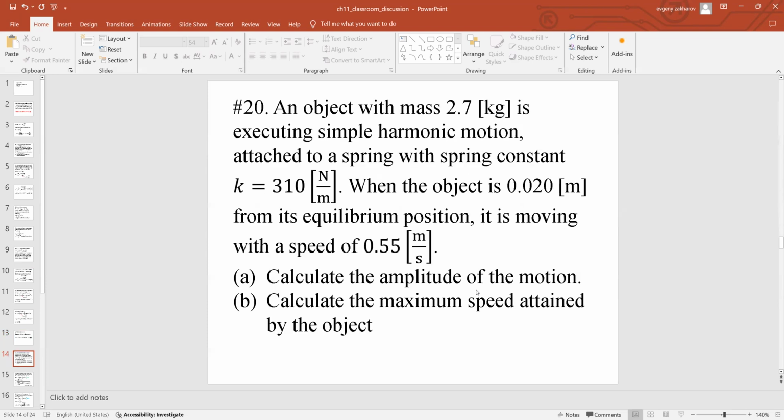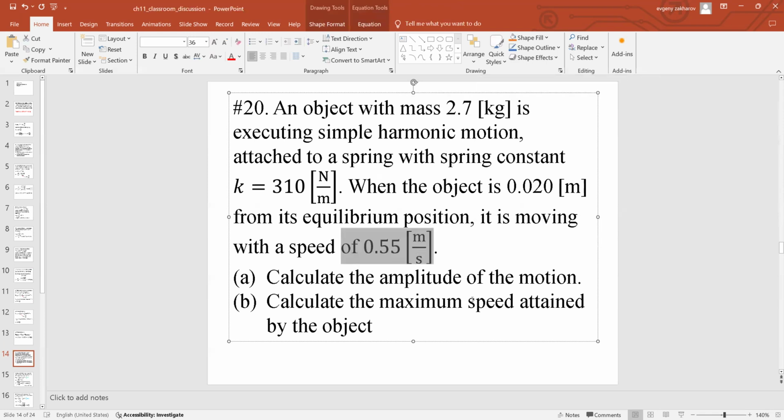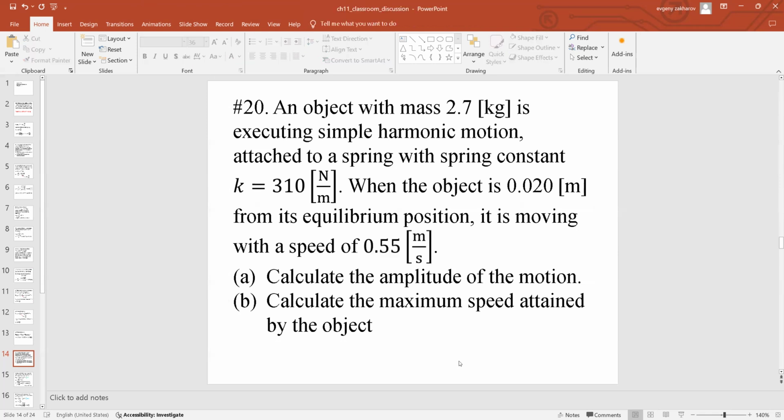Okay, next one is simple harmonic motion. It says specifically SHM, attached to a spring with a constant. And when the object is a certain distance away from equilibrium, it's moving with a certain speed. See how you have the mass, you have the speed, and right away you can say, oh, therefore kinetic energy is 1/2 mv squared, and the rest would be the elastic potential, and the total energy would be conserved. So right away, from what's given, you can figure out what's missing. So what's the amplitude and what's the maximum speed attained by the object?